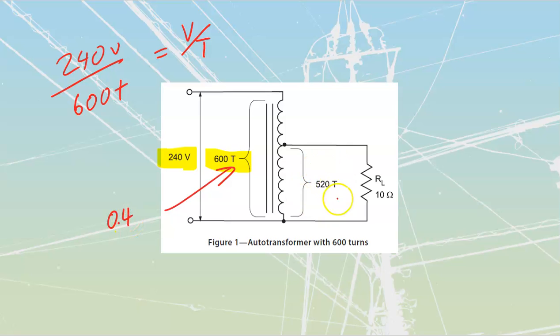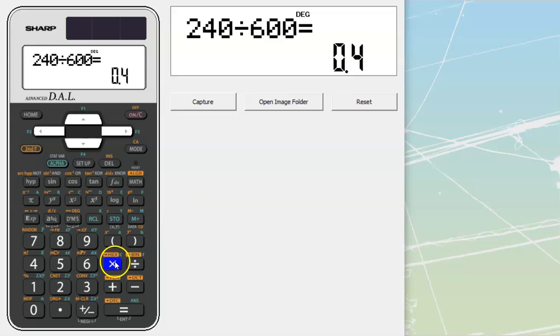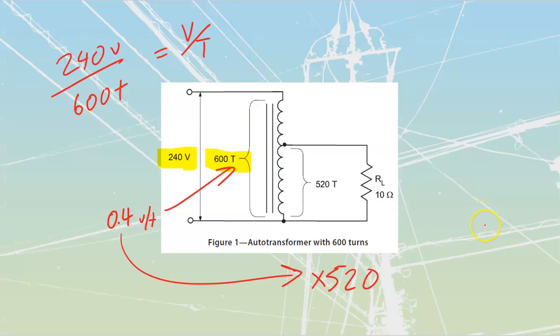Well, if this side over here is made up of 520 turns, these are the same shared turns over here. So I can just take that 0.4 volts per turn and multiply it by the number of turns that I have over here. So 0.4 times 520 equals a value of 208 volts. So my secondary over here is going to be 208 volts. Perfect. That gets us to our total amount of volts on the output.